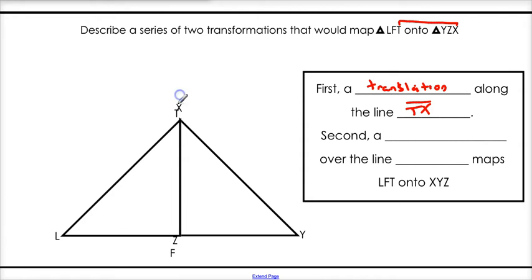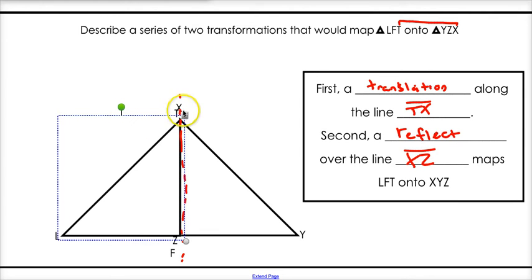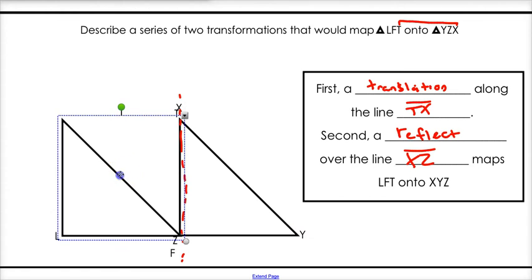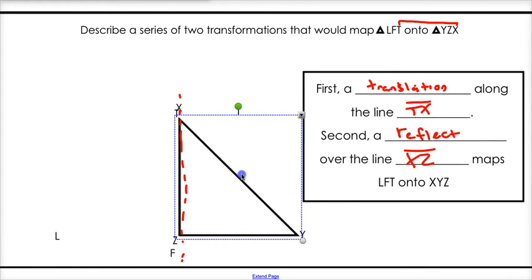Well, if I reflect it over this line in the middle, and that was XZ, if we reflect over the line XZ, well, let's see. Let's try that reflection. I'm going to flip it over this line, and look, they go right onto each other. So, 2 things. We just had to translate it down and then reflect it over the line XZ.